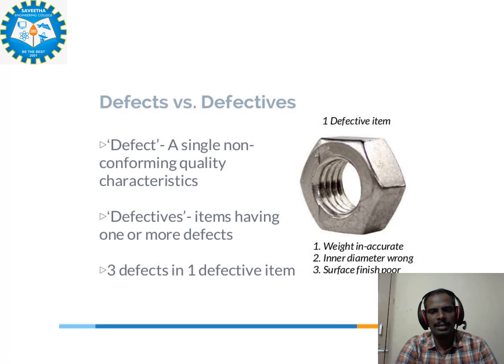So this bold text shows the defect and defectives. A defect is a single non-conforming quality characteristic. The qualities are not good. Whereas defectives are items having one or more defects. Some small minor mistakes are identified.